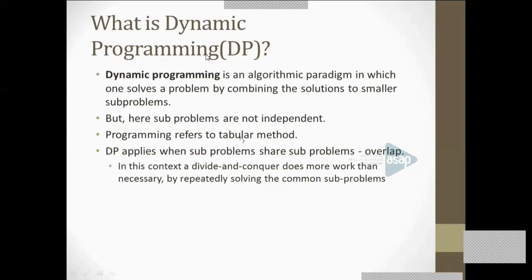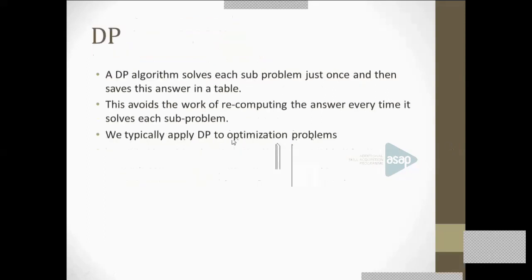And here the word programming is not meant for coding. Since we are storing it in tabular table format, we are using the word programming. Okay. If any doubts, you can note it down and you can ask. Okay. Then these are again a DP algorithm.